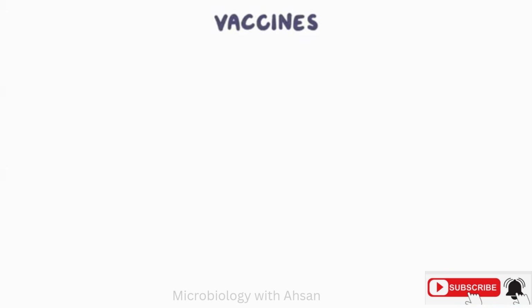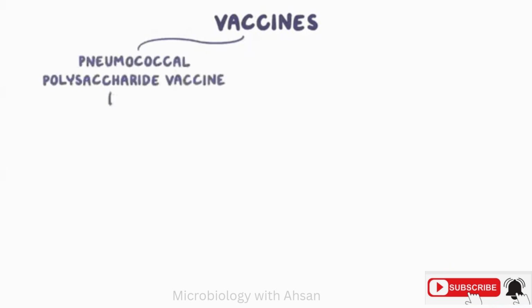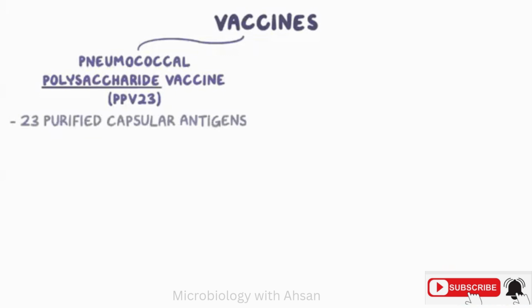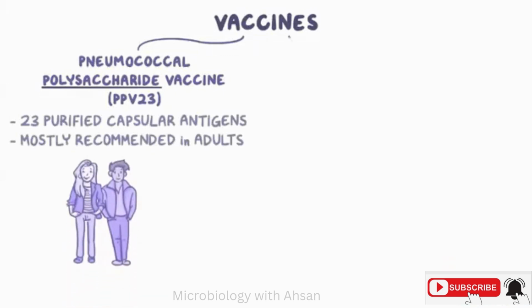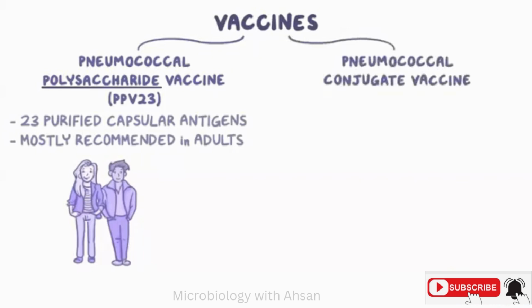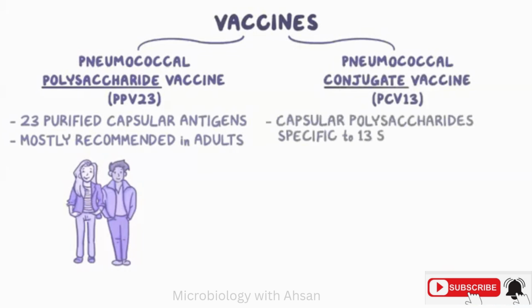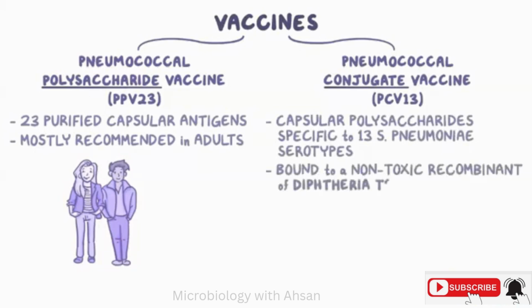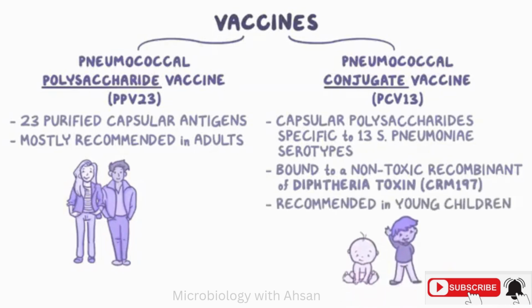Currently, vaccines against strep pneumoniae are divided into two main groups based on their mechanism of action. The first one is the pneumococcal polysaccharide vaccine, also known as PPV-23, because it contains 23 purified capsular antigens, and this one is mostly recommended in adults. Another category is the pneumococcal conjugate vaccine, or PCV-13, which contains the capsular polysaccharides specific to 13 strep pneumoniae serotypes, bound to a non-toxic recombinant variant of the diphtheria toxin, called CRM197, which serves as a carrier protein. PCV-13 is recommended in young children.